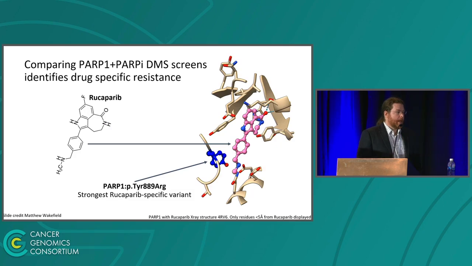So we can look, for example, at the PARP inhibitor rucaparib. There's this one variant that is the strongest variant for rucaparib resistance in our study. And you can see it's this tyrosine down here that appears to be interacting with kind of the tail of rucaparib. And this pops up as being a drug-specific variant.